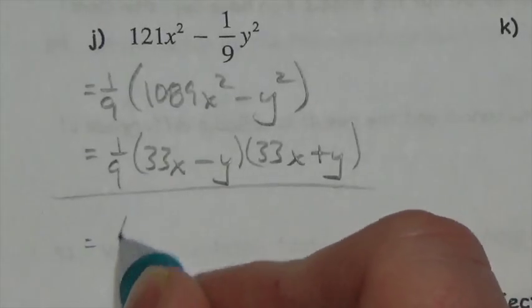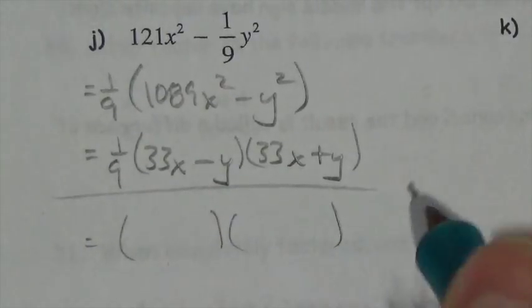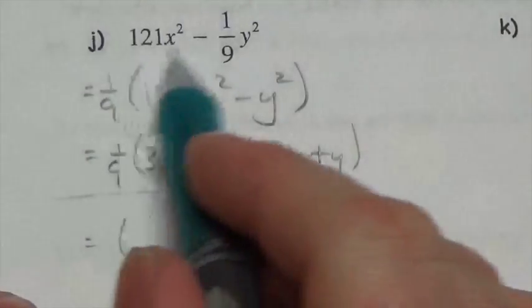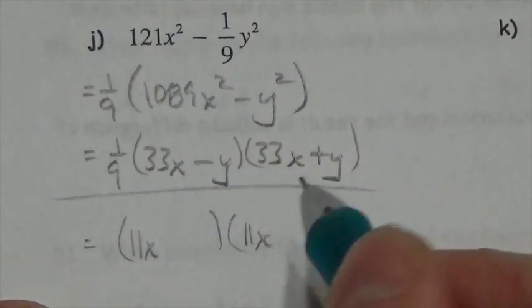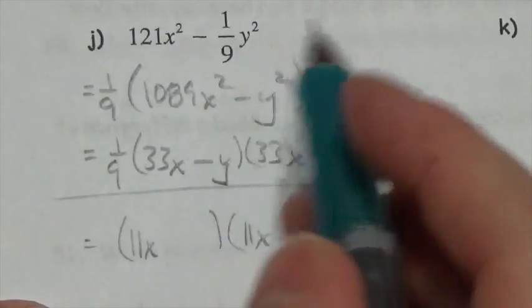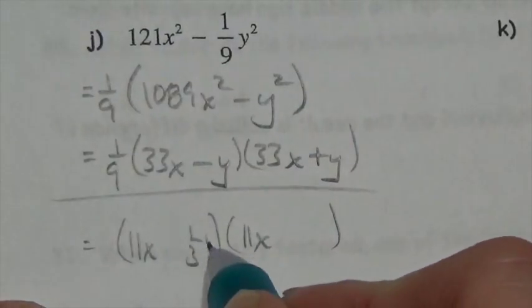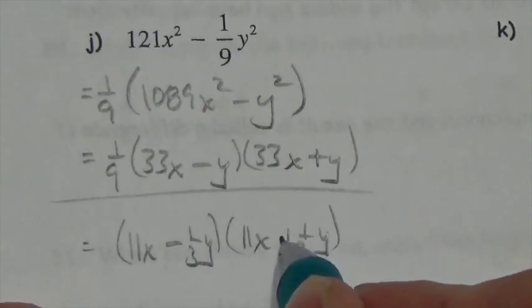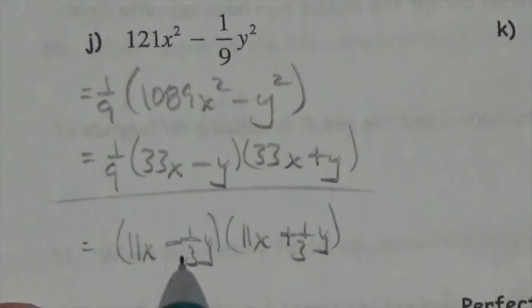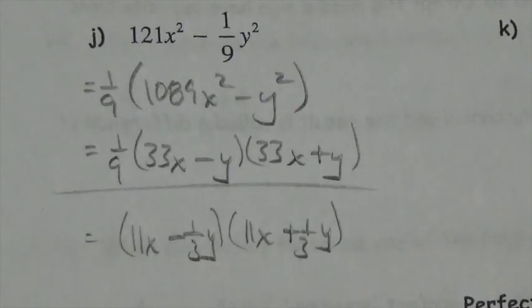You could, however, just jump into this and make this a difference of squares by taking the square root of 121x squared, which would be 11x. The square root of 1/9 y squared would be 1/3 y. And again, make it a difference of squares, or binomial conjugates, by putting the subtraction here and addition here.